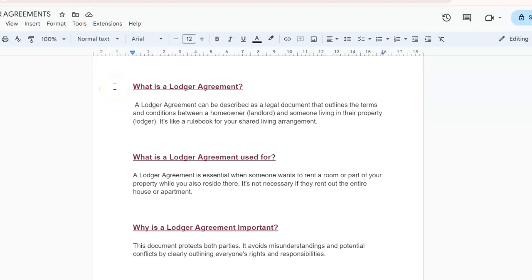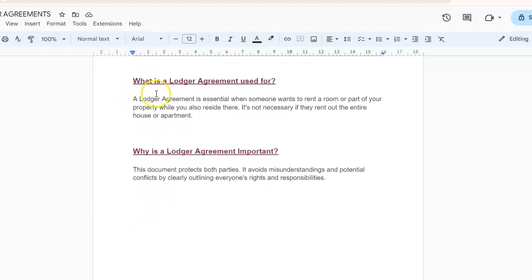So a lodger agreement can be described as a legal document that outlines the terms and conditions between a homeowner, which is the landlord, and someone living in their property, which is referred to as the lodger. So it's basically like a rule book for your shared living arrangement.